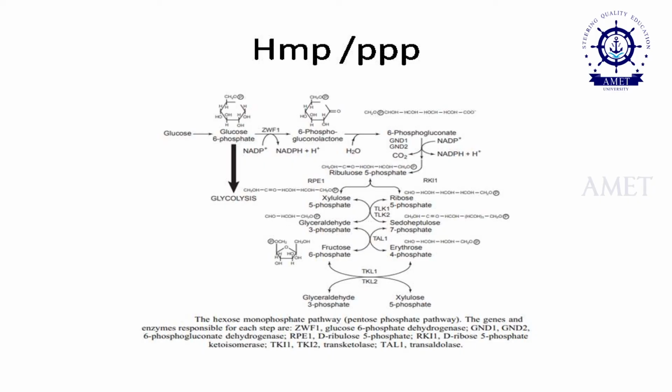So here the glucose undergoes conversion to pyruvate, and then 2 molecules of ethanol will be formed. So, this is the glycolysis phase. The next slide, the next one here, HMP.